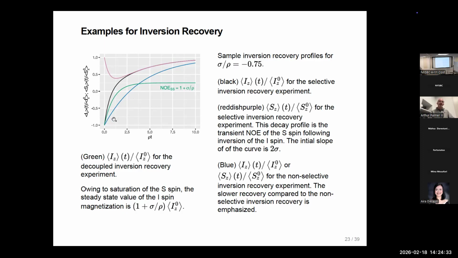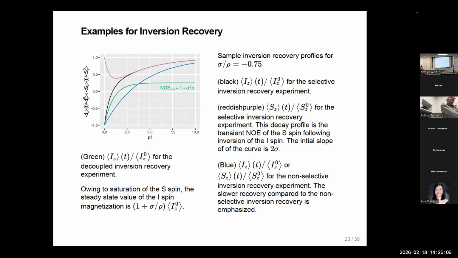And blue is the non-selective inversion recovery. You can see it's also bi-exponential, but you can also see the recovery is kind of slow because both spins are upside down and they can't mutually flip each other the way they can if one is up and one is down. So the recovery is inhibited. And this can be a big problem in solid state NMR.